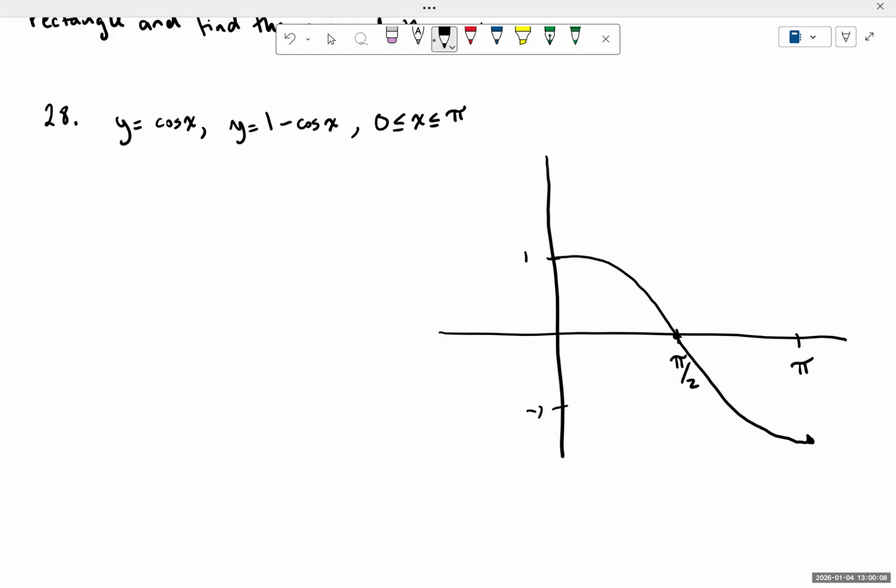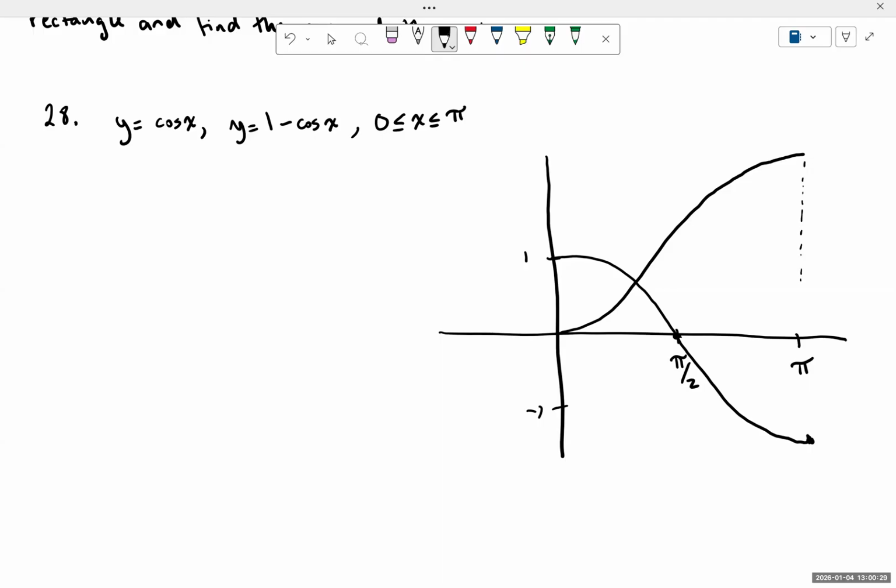Now, what happens with 1 minus cosine of x? Well, we know with our usual transformations, minus cosine of x, I just plop it over, and then I move it up 1. So that is going to look like this. Move it over, plop it over, move it up 1. And then they want this whole region, right?